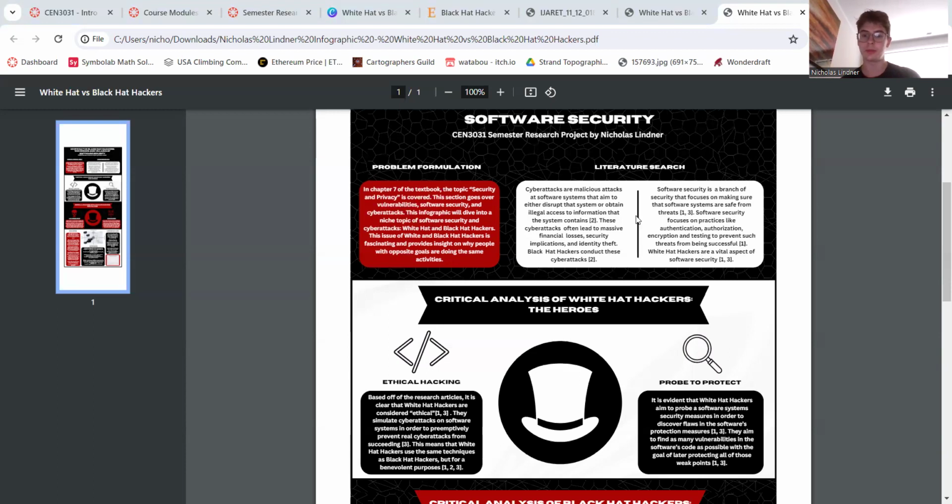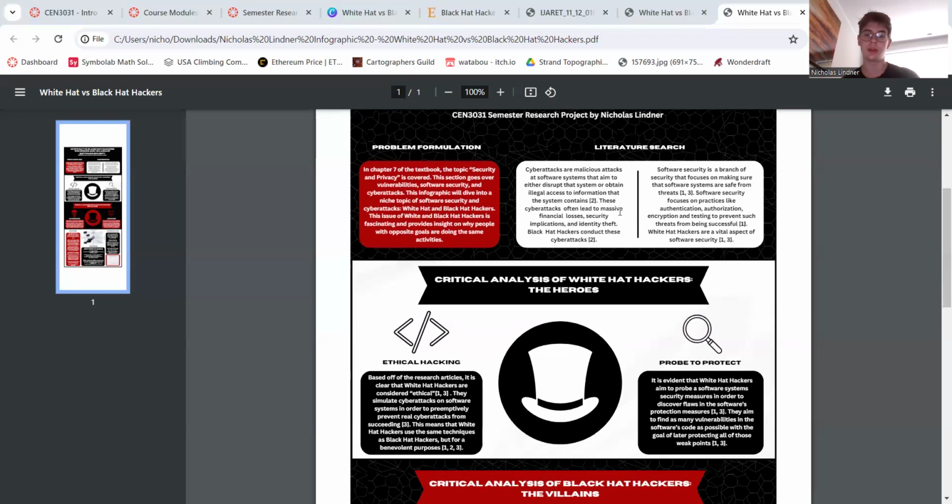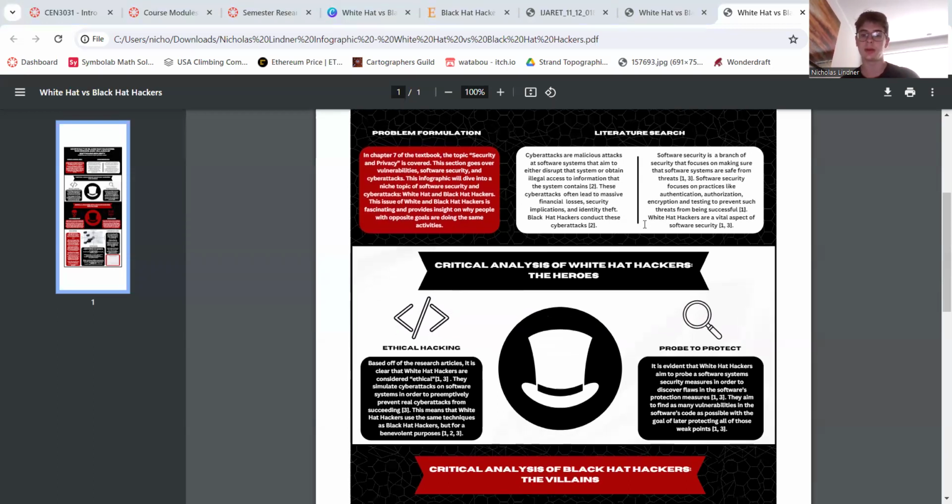So this kind of goes over them, just giving a general summary of them. Cyber attacks are malicious attacks at software systems that try to disrupt the system or get illegal access to information. This is covered mostly by my second source. These cyber attacks often lead to massive financial losses, security implications, and identity theft. And this is done by black hat hackers.